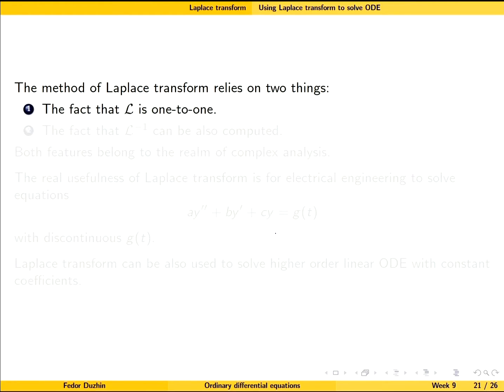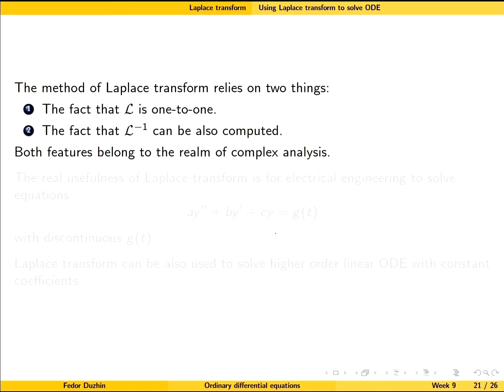And then using these two facts, the fact that the Laplace transform is 1-to-1 and that the inverse Laplace transform can be computed, we are going to compute the unknown function itself. Well, but these two facts are not easy, so I'm not going to be able to prove them because the proof is very complicated and it uses complex analysis.